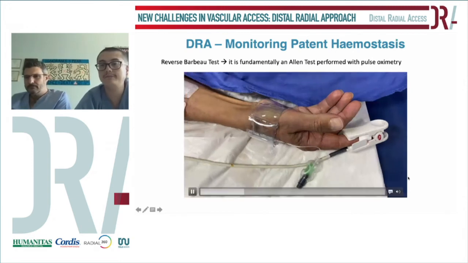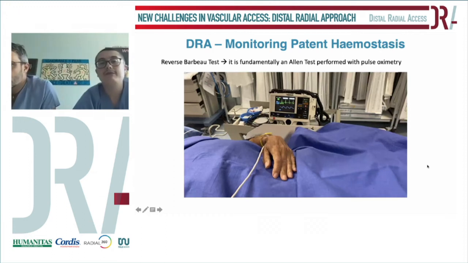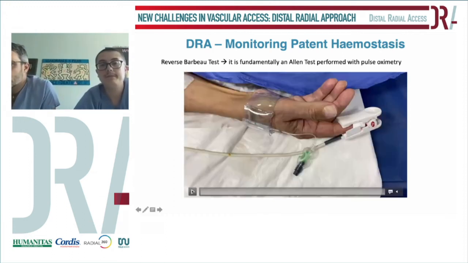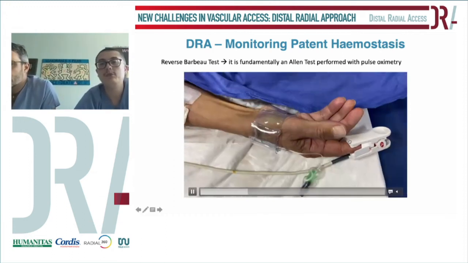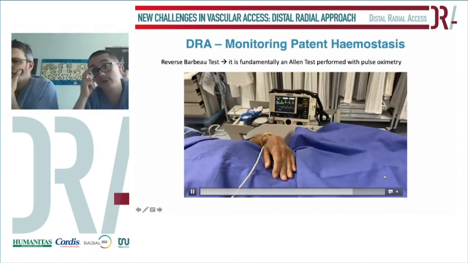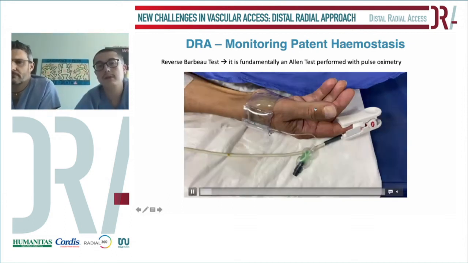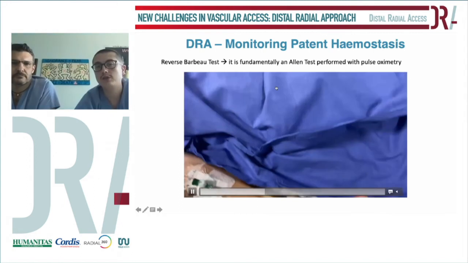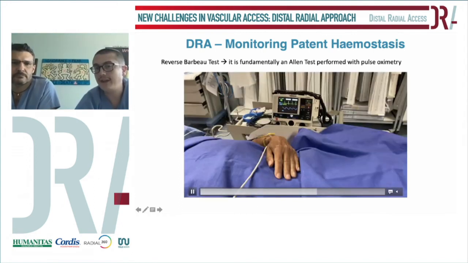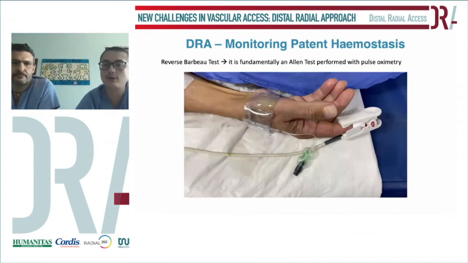Once again. So here, with the TR band inflated, and the pulse oximeter over the second finger, in the radial part of the hand, you can see that there is a pulse on the pulse oximetry here. So in fact, it means that the ulnar circulation is good and is doing its job right now.